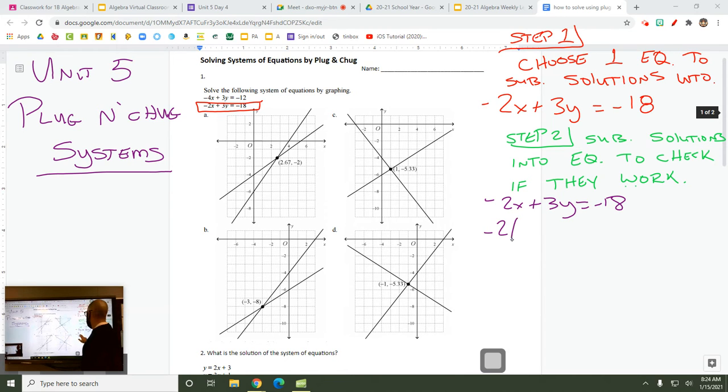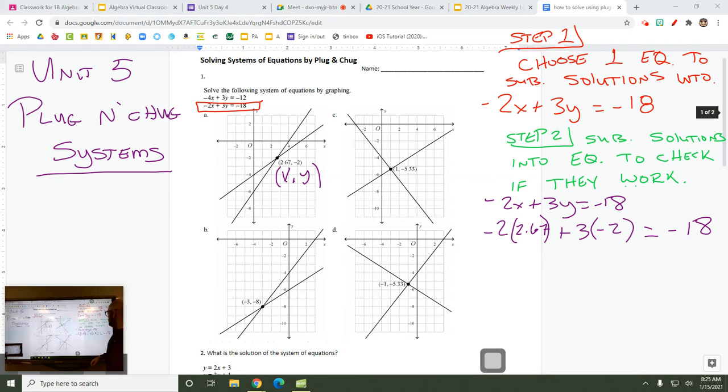Now remember, I use parentheses to show substitution. It's always a good habit to have because when those parentheses are side by side, that's going to tell me to multiply. All right. So with this first one, this is x, this is y. So 2.67, and my y is -2. And we're just going to multiply. And when we multiply and add these up, if this equation works, it should be -18 equals -18.